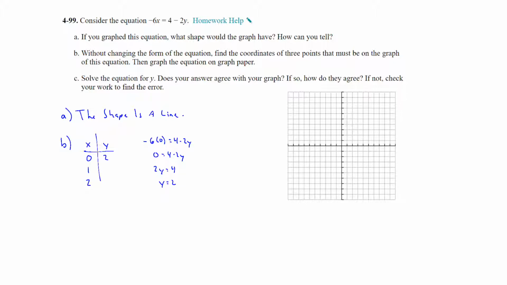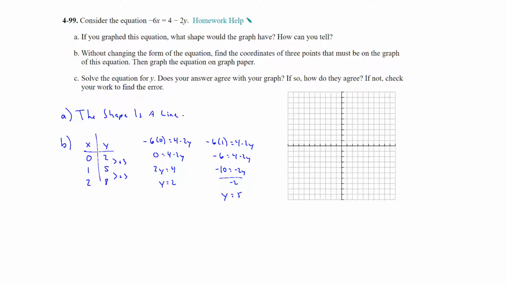Because this is linear, we really just need to know what the pattern is, and then we can go from there. So I'll do the next one, plug in 1, and then solve for y again. Negative 6 equals 4 minus 2y. Subtract 4, divide by negative 2, and y equals 5. So since we added 3 to the y value, if we add 3 again, we should get the value for y when x is 2. So we didn't change the form.